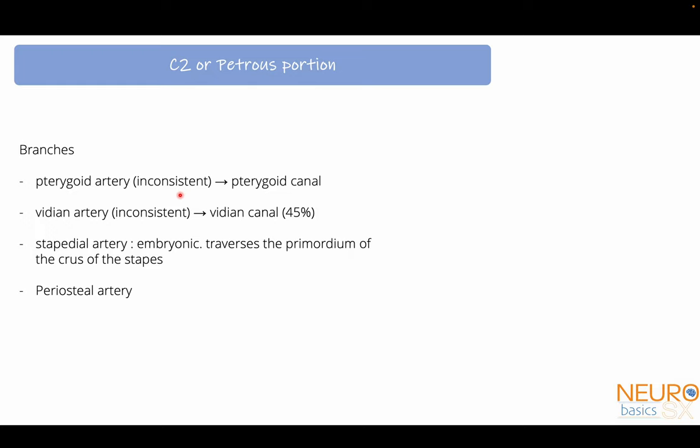The C2 portion does usually give branches. This could be the pterygoid artery, which may not always be present, and which can supply the pterygoid canal. The vidian artery can supply the vidian canal. There can be an embryonic vessel arising from the C2 petrous portion, the stapedial artery, which traverses the primordium of the crus of the stapes. This disappears after the fetal stage. And there can be an artery supplying the periosteum, known as the periosteal artery.